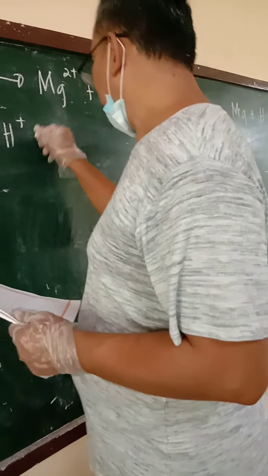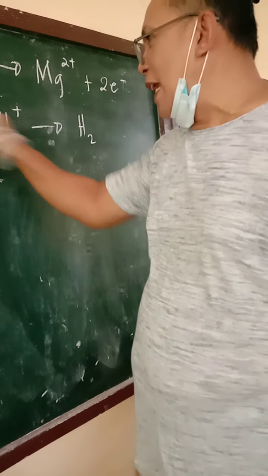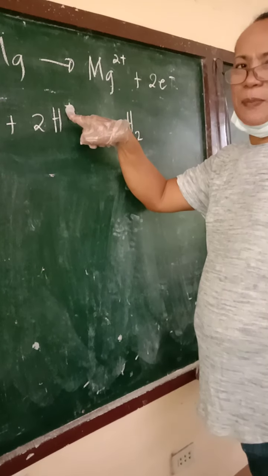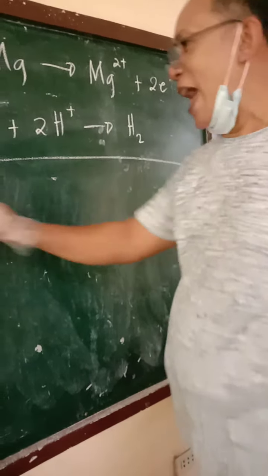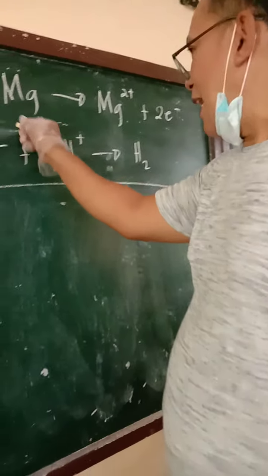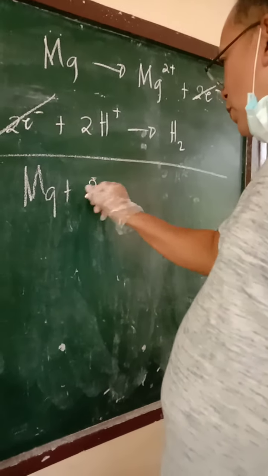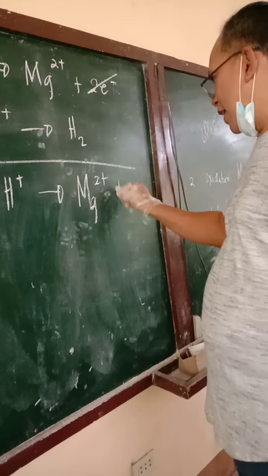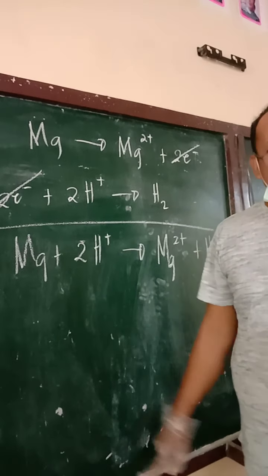For hydrogen, here we have two positive charges. How many do we add to make it 0? Again, two electrons, because 2 times 1 is positive 2, minus 2 electrons gives 0. So therefore, number 5, we are now ready to write the balanced equation. The electrons cancel out. What remains is magnesium plus 2 hydrogen ions, then magnesium ions plus hydrogen gas. That is now the overall redox reaction.